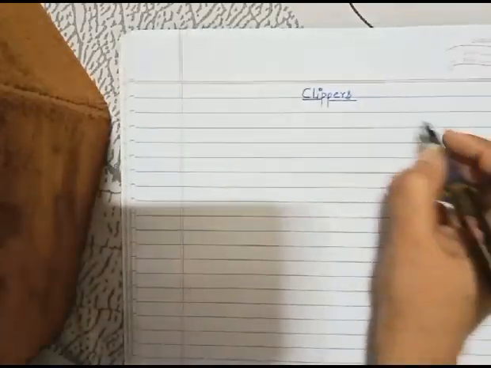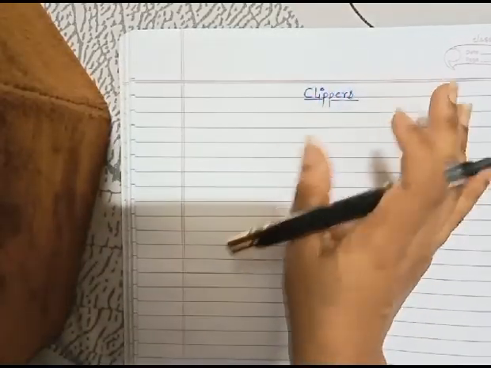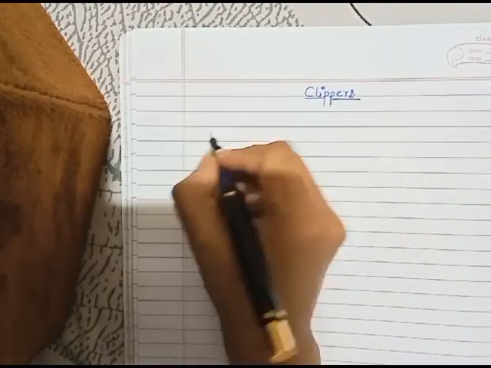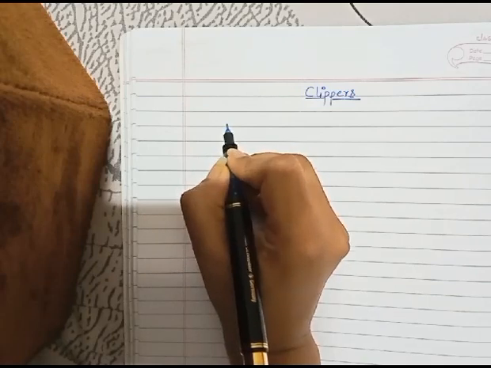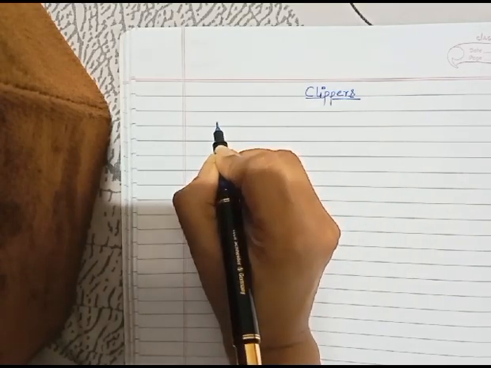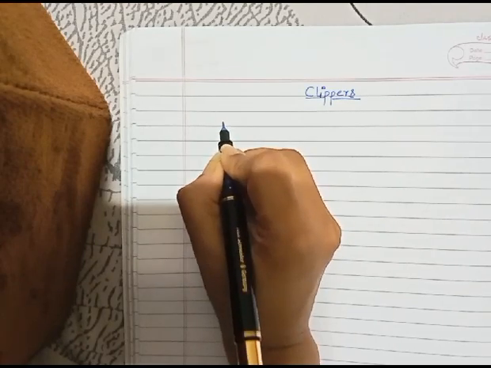Okay, today we are going to study about clippers. First, let us understand what a clipper is. A clipper is a circuit made with a diode and a resistor, and it acts as a clipping device.